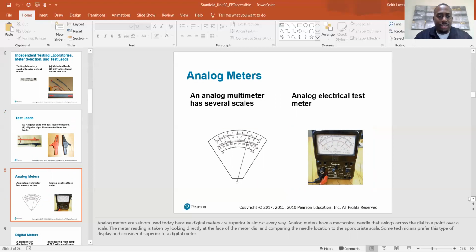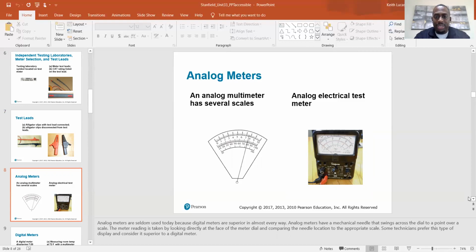So analog meters. Analog meters are seldom used today because digital meters are superior in almost every way. Analog meters have a mechanical needle that swings across the dial to a point over a scale. The meter reading is taken by looking directly at the face of the meter dial and comparing the needle location to the appropriate scale. Some technicians prefer this type of display and consider it superior to a digital meter. And that's usually the older guys, and that to me is a bunch of bull.